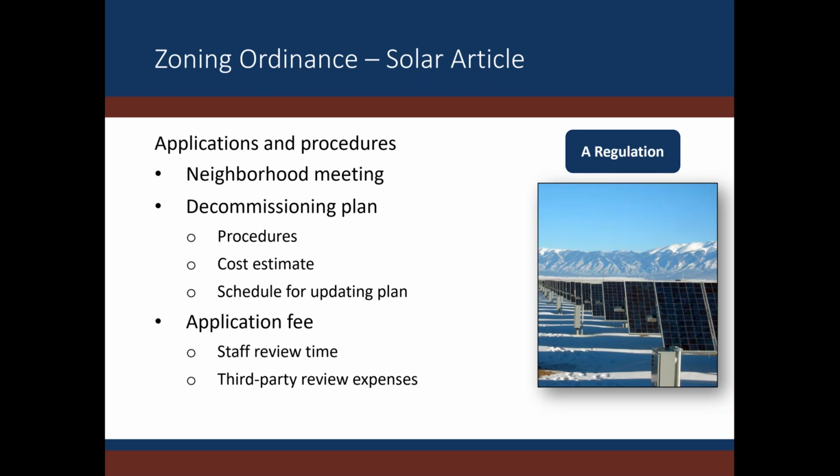The decommissioning plan should also include a cost estimate and a scheduled plan to update the cost and any other changed elements. As Denise mentioned, we would recommend this be at least every 5 years. Another item that should be included and definitely not forgotten is the application fee. The fee should cover staff costs, which are going to be much greater than your typical applications. You might also have third-party review expenses, so you want to make sure that your staff time and your expenses are all covered in your application fees.